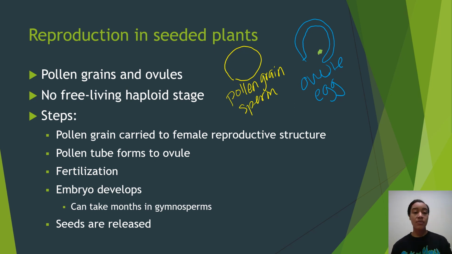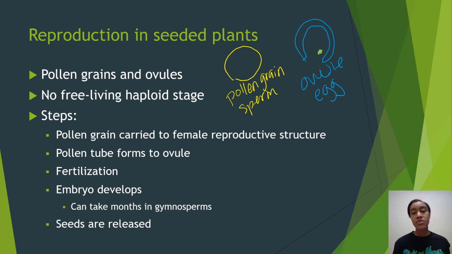Both angiosperms and gymnosperms lack a free-living haploid stage of their life cycle. So what we talked about in bryophytes and our vascular non-seeded plants, they had a haploid stage of their life cycle that lived free and independent of the diploid stage. However, in our vascular seeded plants, the haploid stage remains encased within the diploid stage. So it doesn't live free as its own organism.